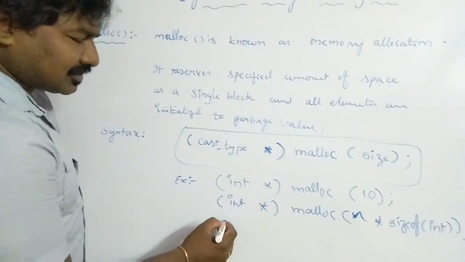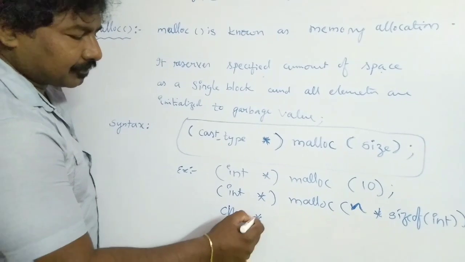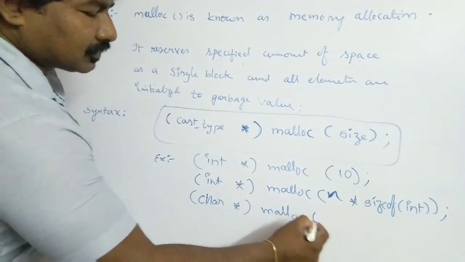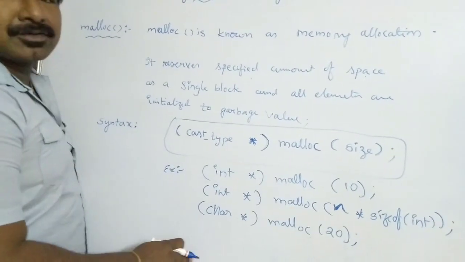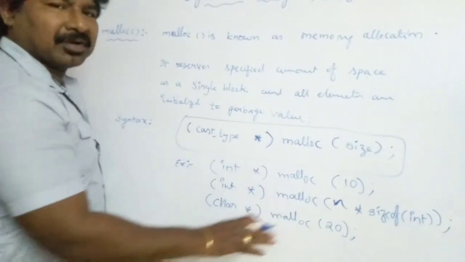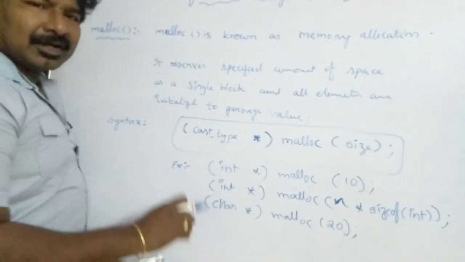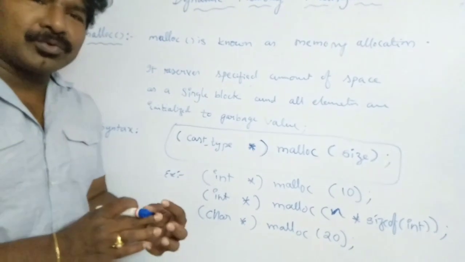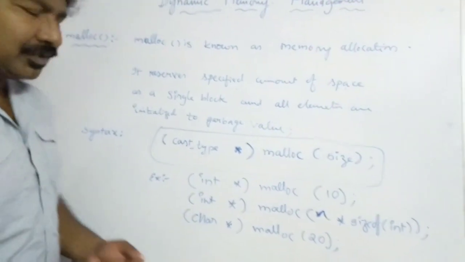For characters, you can simply write it as char star malloc 20. So this is very easy, friends. There is no need to use the size of char, because the size of a character is 1 byte. You can directly give that number. So this particular statement will reserve a memory block of size 20 bytes, where you can store 20 characters.